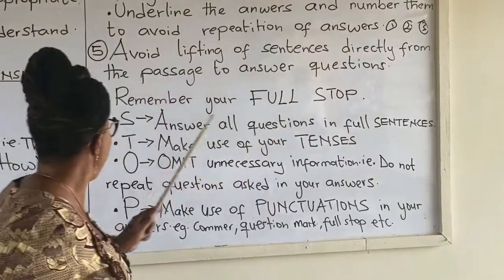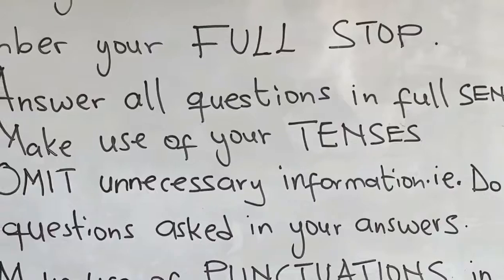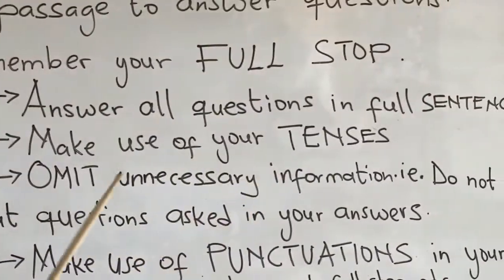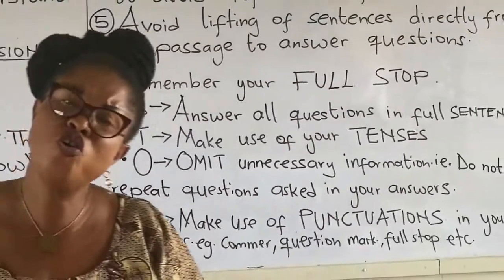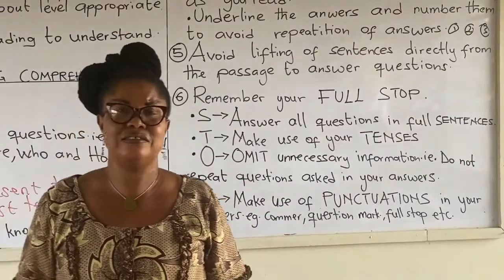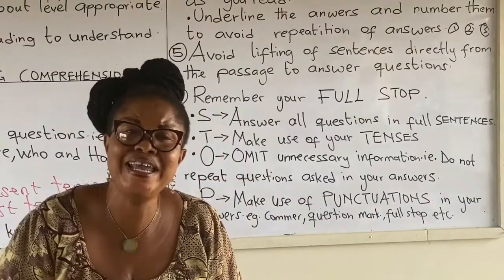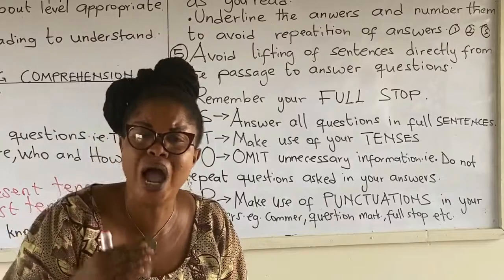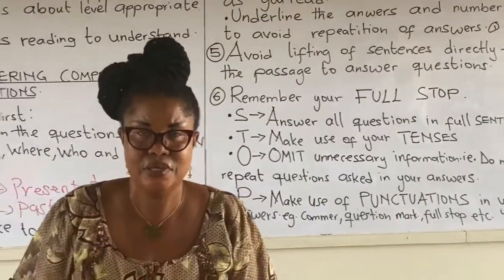Now, O. O means omit unnecessary information. That is, do not repeat questions asked in your answers. For instance, let's look at this question. When the boy was riding the bicycle, what did he see?